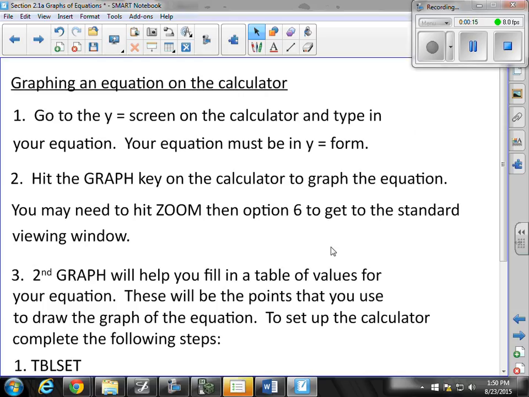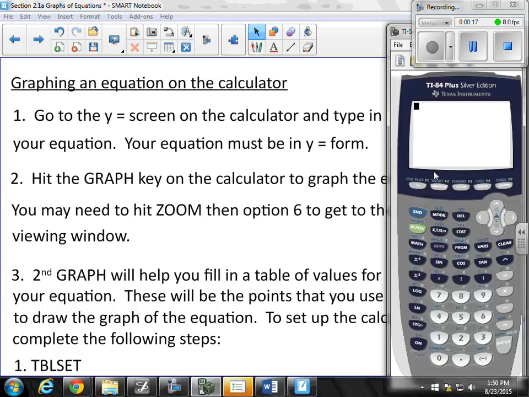Go to the y equals screen on the calculator. So if you get your calculator out, the y equals screen is right here. And type your equation in. Your equation must be in the form y equals. Hit the graph key on the calculator. Graph key is over here on the right-hand side to graph the equation.